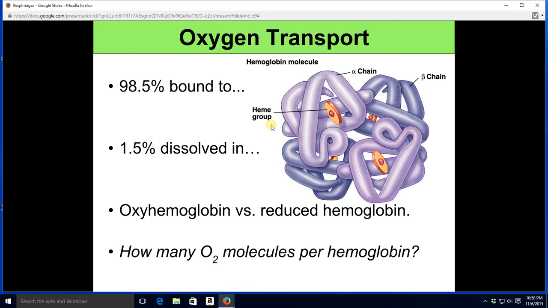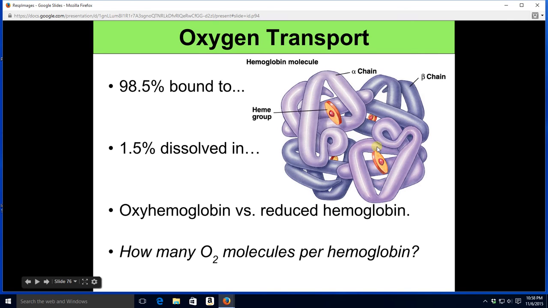Okay, now let's move on to oxygen transport. We just mentioned that oxygen is not that soluble, so it's no surprise that 98.5% of it is bound to hemoglobin. Of course, hemoglobin molecules are stuffed inside red blood cells. And of course, the other 1.5% of the oxygen is floating, dissolved in the plasma.